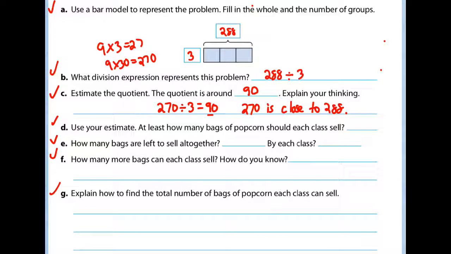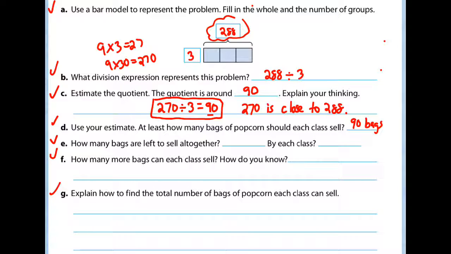All right, now, using your estimate, at least how many bags of popcorn should each class sell? So, since this is a low estimate, because 270 is less than 288, each class should sell at least 90 bags. Now, they are going to sell more than 90 bags because the original number, 288, is more than 270. But they should at least sell 90 bags, right? Plus some more.